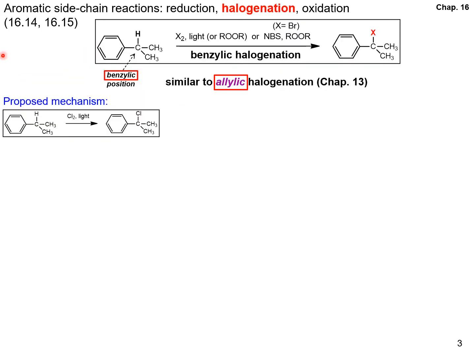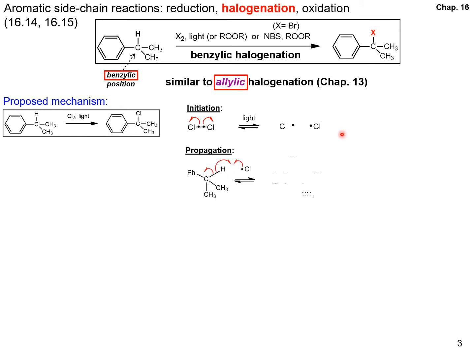Another aromatic side chain reaction involves the substitution of a benzylic hydrogen for a halogen. Benzylic halogenation, like allylic halogenation from an earlier chapter, is a free radical reaction. When we propose the mechanism for this reaction, we know the first step must involve initiation if it's a radical reaction. Chlorine, when treated with light, will form chlorine radicals.